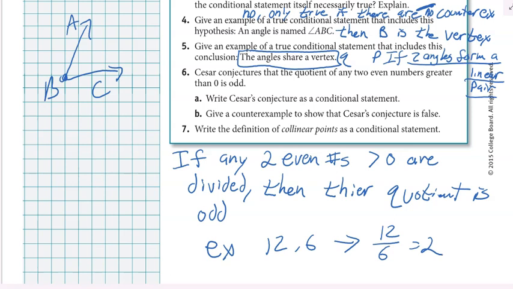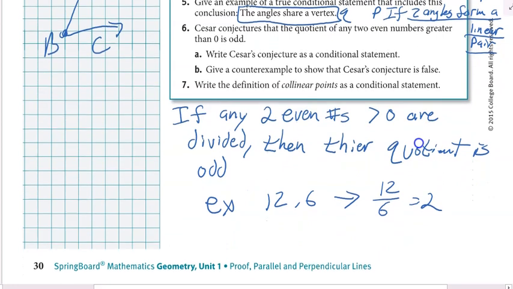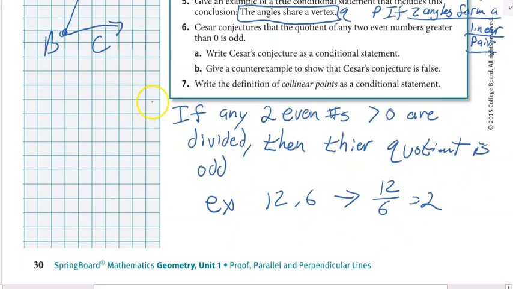Write the definition, number 7. Write the definition of collinear points as a conditional statement. So for number 7, remember collinear points are points that lie on the same line. So if two or more points lie on the same line, then they are collinear.